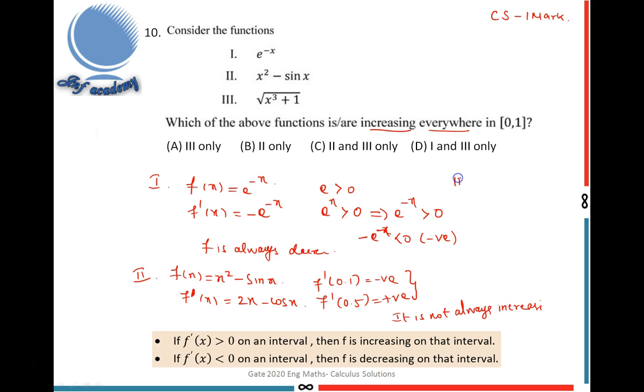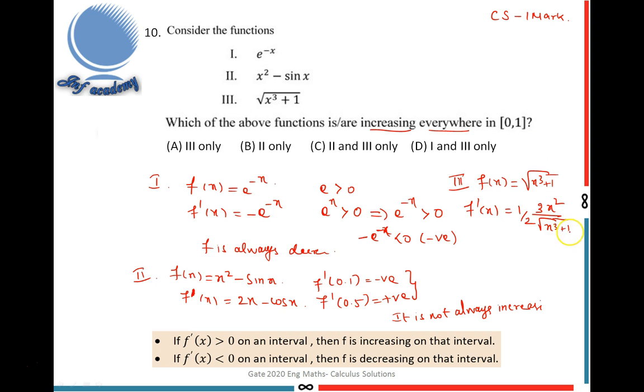Next, the third is f of x equal to root of x cube plus 1. F dash of x equal to root of x cube plus 1 means whole power 1 by 2. 1 by 2 into whole power minus 1 by 2, that is 1 by root of x cube plus 1. And the differentiation of x cube plus 1 is 3x square. This is the f dash of x. Now I substitute the values in that interval.